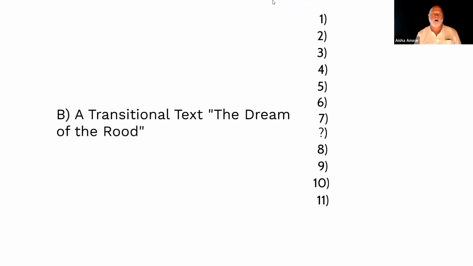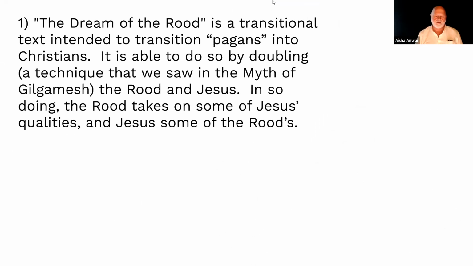So let me explain why it's transitional or what it's transitioning from. It's intended to transition pagans, people rooted in the earth, into Christians. It uses the technique that we've encountered, doubling. So we saw that Gilgamesh and Enkidu are doubles. Enkidu is also a double with Humbaba. And the doubling here is the rood, the cross, and Jesus.